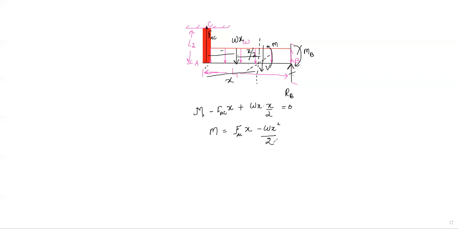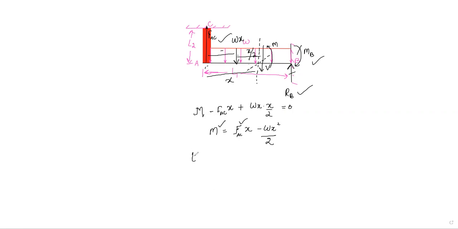Apart from this, there is something very important for us to realize, that this moment again is in terms of the reaction FAC. FAC is unknown to us because this beam is statically indeterminate. We are having FAC as one unknown, MB one unknown, RB as one. We are having three unknowns, and we always have two equilibrium equations over here. So this is a beam of statical indeterminacy.